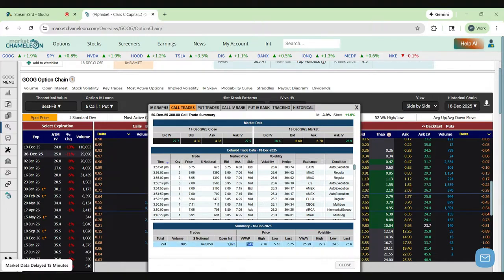We could also take a VWAP price, the volume weighted average price of all the trades. So this gives us not just the average price, but weighted by volume. So if there's any really big trade, that one would get much more weight in this average. Then we could see the range, the high and low of the prices, and the last.